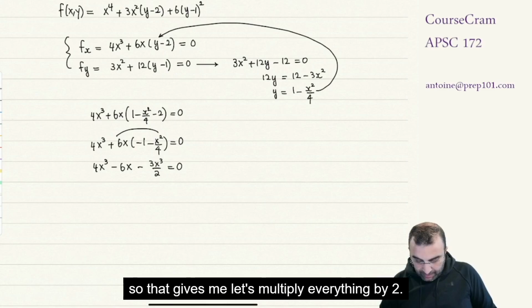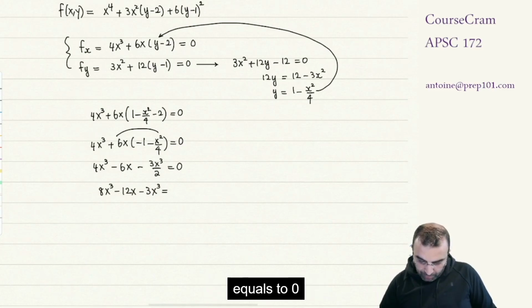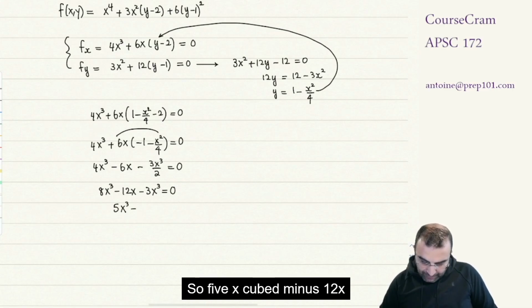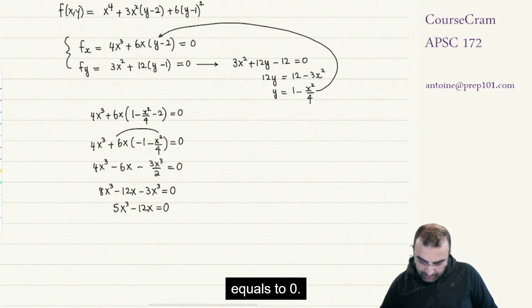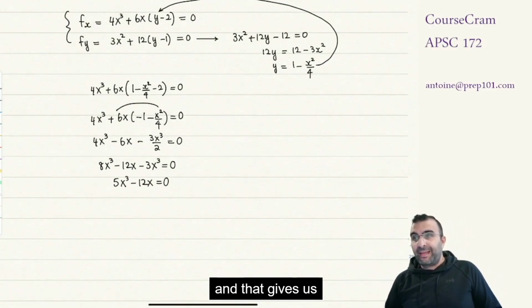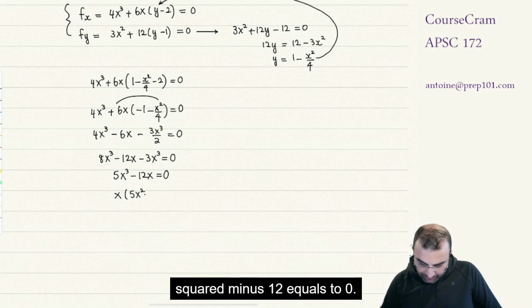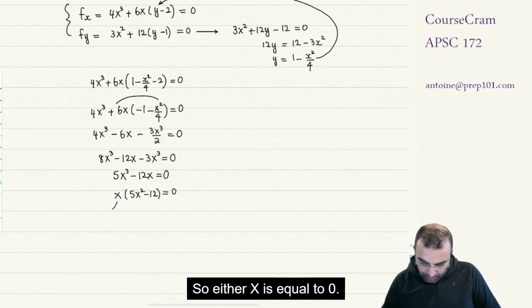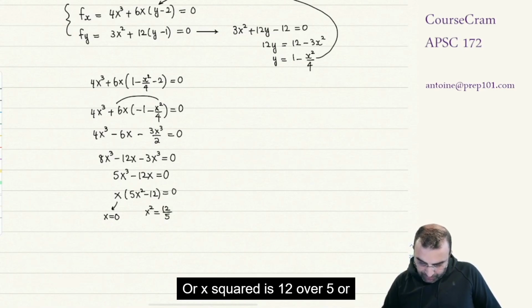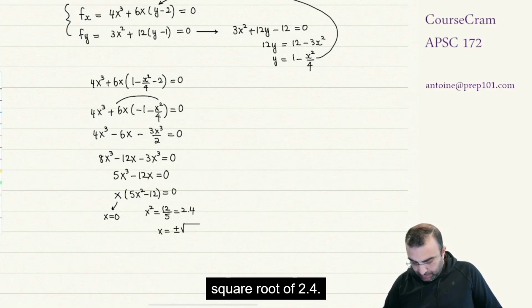So that gives me, let's multiply everything by 2. 8x cubed minus 12x minus 3x cubed equals 0. So 5x cubed minus 12x equals 0. And we can factor out an x. That gives us 5x squared minus 12 equals 0. So either x is equal to 0 or x squared is 12 over 5, or 2.4. So x is equal to plus or minus the square root of 2.4.